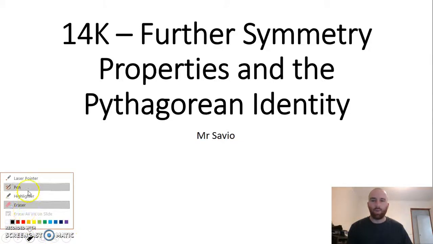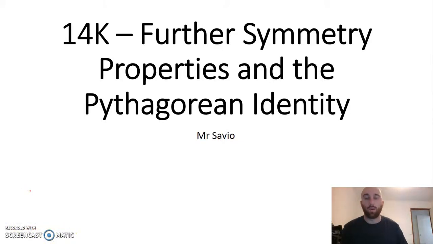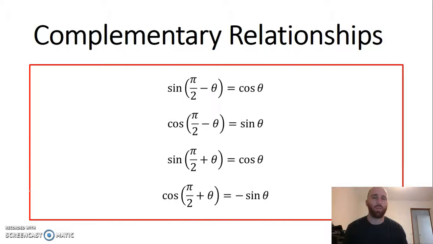Hello, Year 11. Welcome to our next lesson where we're working on further symmetry properties and the Pythagorean identity. What we're going to start with is complementary relationships. We're going to look at how we can find values that are exactly the same, they're equivalent. We're actually finding the same value.